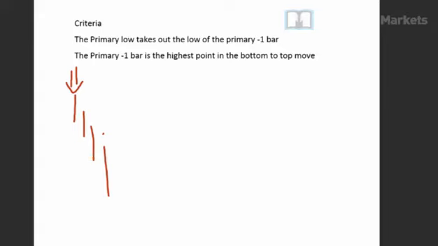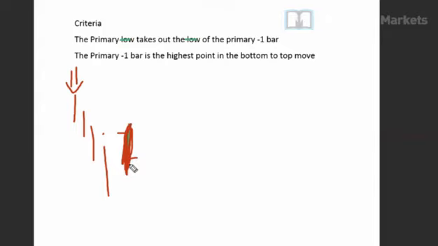Primary, again, looking at the criteria, takes out, in this case, the high of the primary minus 1 bar. And the primary minus 1 bar also is the lowest point of the top to bottom move. So here, this would be a primary. And it could also be a red bar, a green bar. This red bar could have opened here, closed here, but this is still primary.